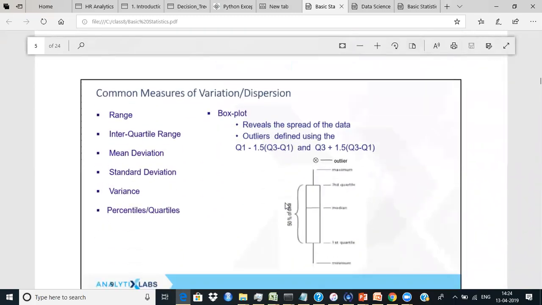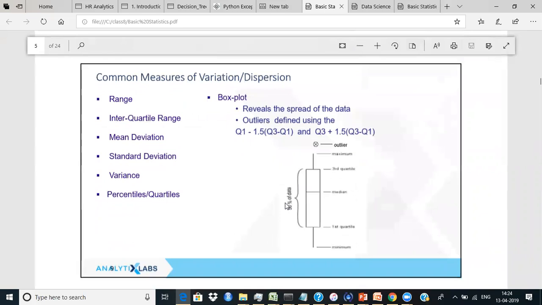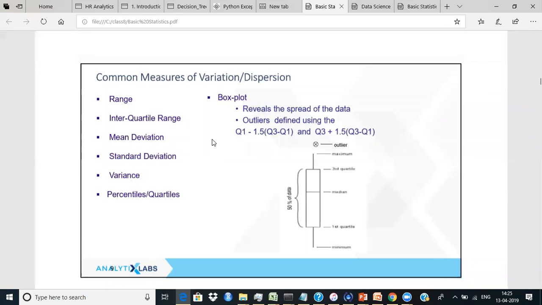Now, the next concept is dispersion. In dispersion, we talked about range, we talked about standard deviation, and we talked about coefficient of variance, right? Apart from that, there are a few other measures, which we will discuss as and when we use them. But the most used measures of dispersion are these. If you just understand this, you will be fine. We'll come to it when we use it.